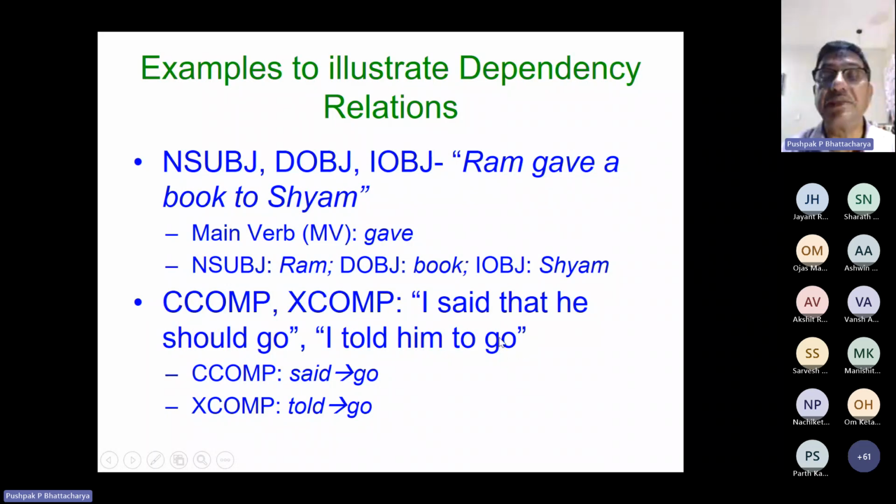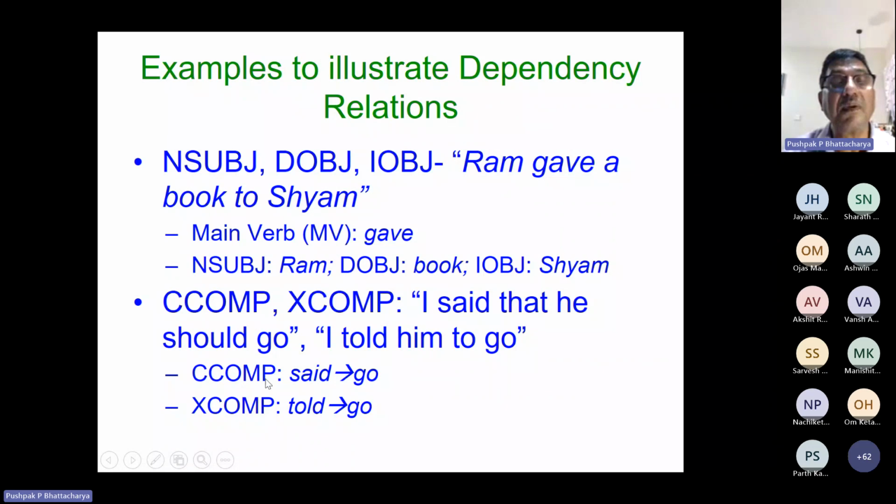Here, go is in its elementary fundamental form. It is called the infinitive form or non-finite form. Non-finite form means it doesn't undergo any transformation. It doesn't undergo any morphological transformation. I told him to going is not possible. I told him to went, not possible. But I said that he should be going is fine. So here the main verb can undergo transformations, morphological transformation. In the other case, it cannot undergo morphological transformation. When it cannot undergo morphological transformation, it's called non-finite or infinitive. And the other form is called the finite verb.